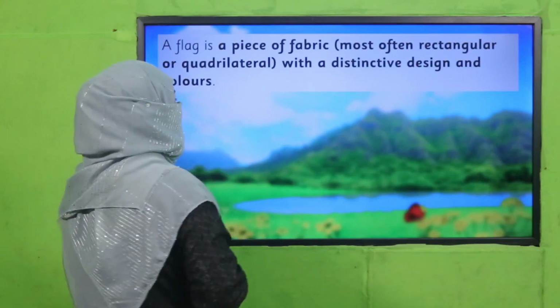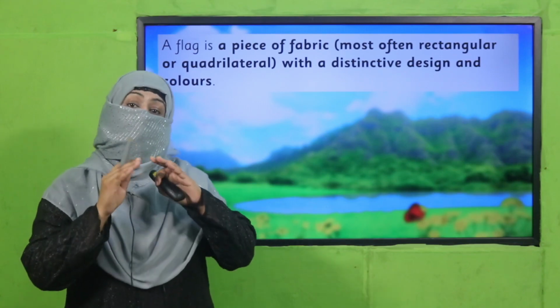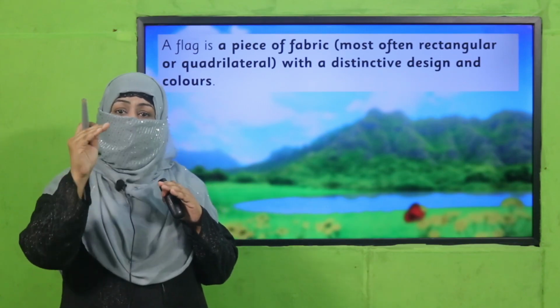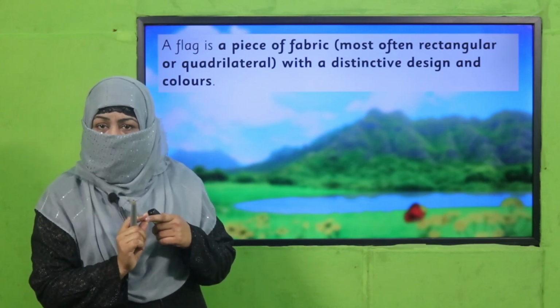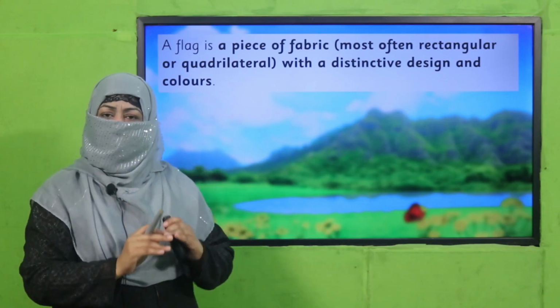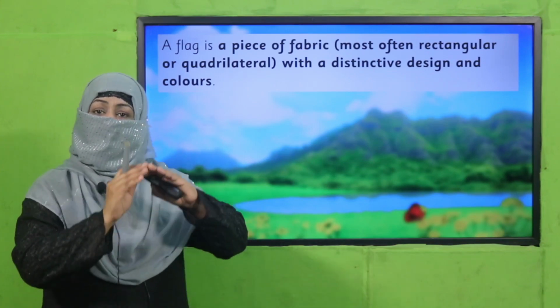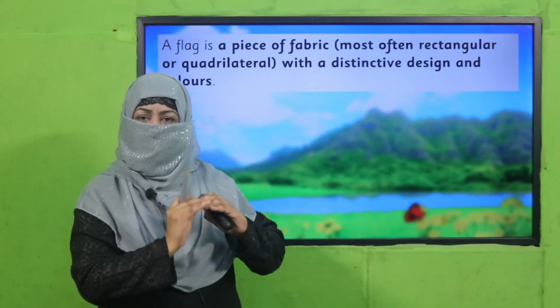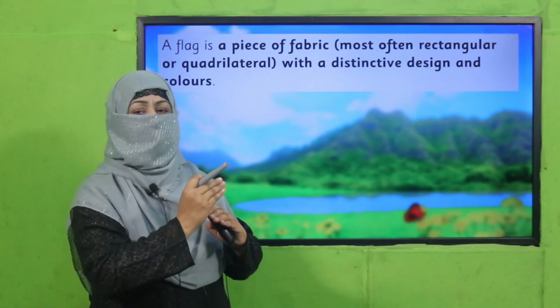So, for example, I want to tell you about a flag. And once again, beta, all the parts of the paragraph will remain there. The first sentence is always a topic sentence. Good. After that, we'll write the supporting details, and at the end we'll conclude the paragraph. All the paragraph characteristics will remain there, but this is a descriptive paragraph, so we'll keep describing it.